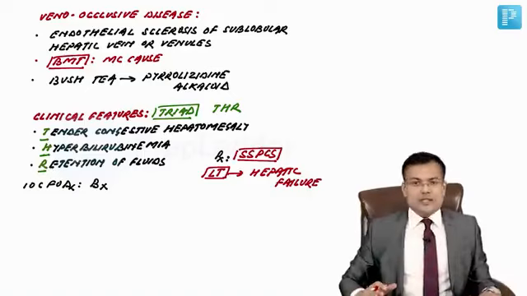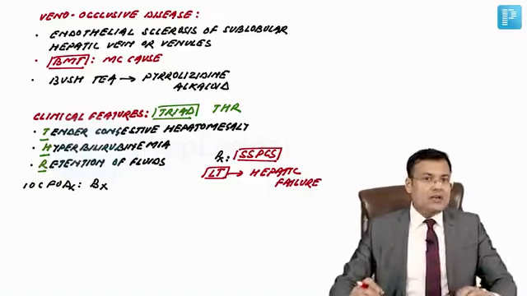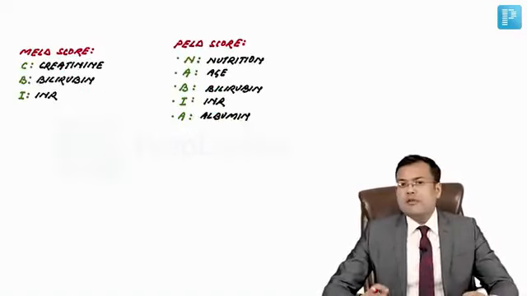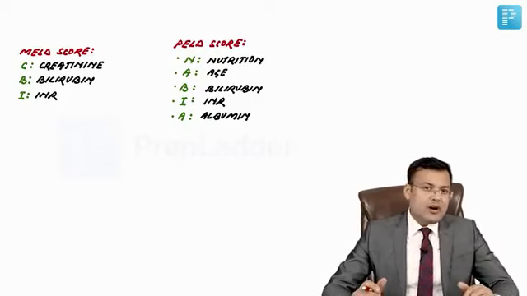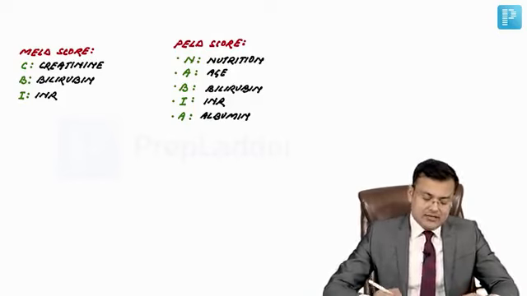Okay. Apart from this, there are two important questions which are asked. One is the MELD score and the second is the PELD score. So what is the full form of MELD score? Model for end stage liver disease.